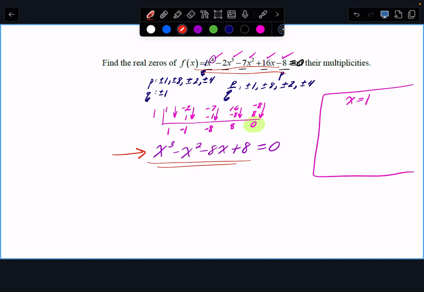Won't it now be quadratic? What if you would have gone back to the original? That wouldn't have helped you. You would have known that negative 1 worked, but you wouldn't have been able to finish. Do you guys see what I'm saying? So always use the new coefficients.